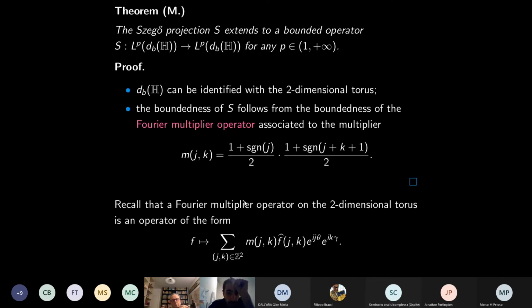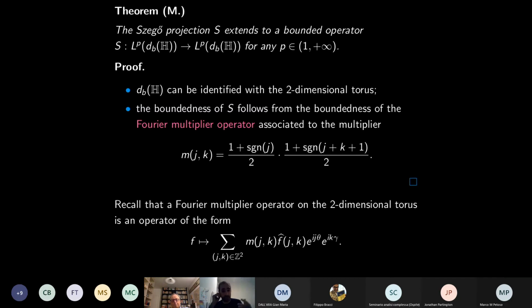I'm sure that everybody in the audience knows this, but just to recall the definition: what is a Fourier multiplier operator on the two-dimensional torus? Given a function f, we associate to an L2 function f on the two-dimensional torus this Fourier series here. The hat of f is the Fourier coefficient of the function f, and m_jk is the multiplier, a bounded sequence, and in our case m_jk is given by this. I do not go into details, but it really follows from very classical results.